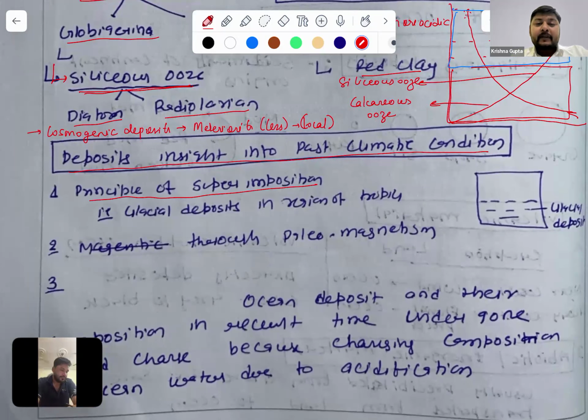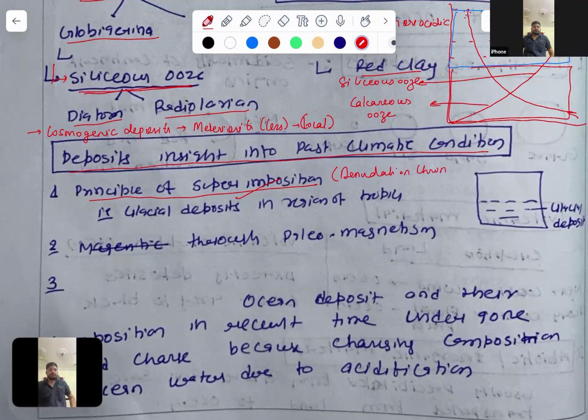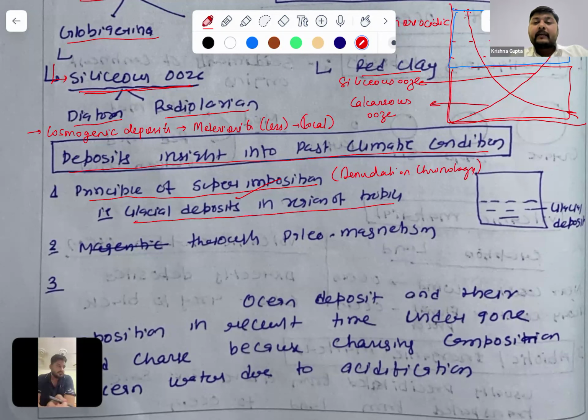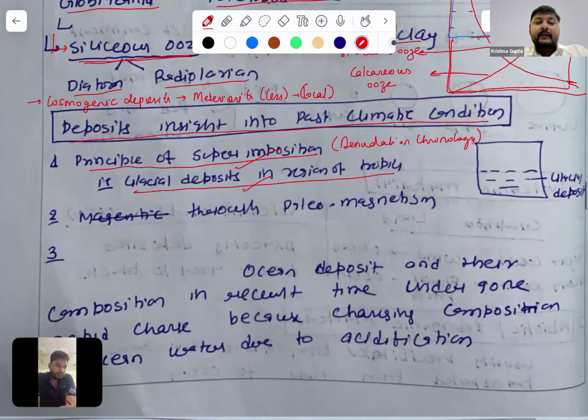Principle of superimposition, excellent. Okay, this superimposition is taken from the part of the denudation chronology. Okay, so glacial deposits in the region of tropics. Very good.